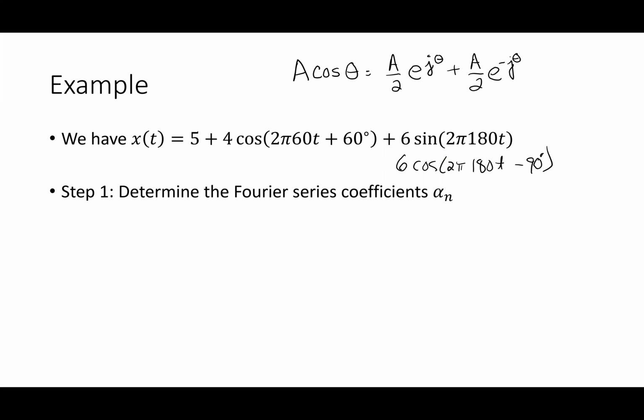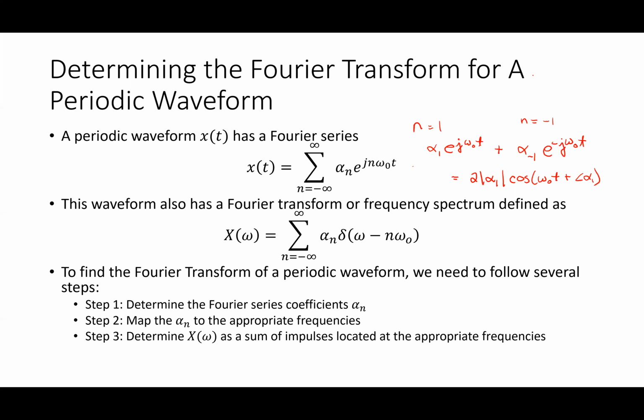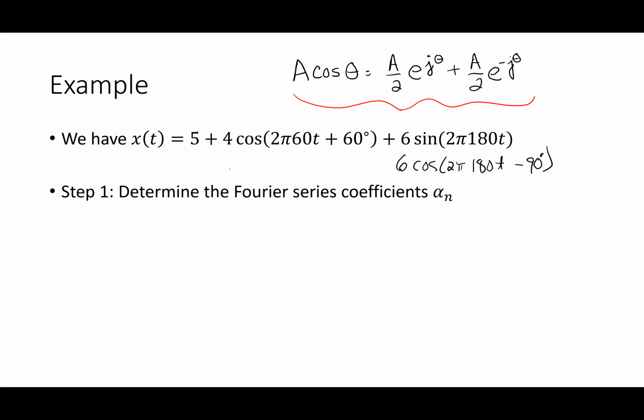Because I'm given waveforms in the cosine and sine format, I can just use Euler's identity, which I've written here for myself. I can use Euler's identity to get that into the complex form of the series that we have right here. So we'll begin with that. The simple thing to do is probably to start with the number 5 right here.